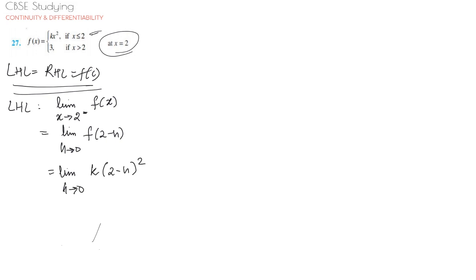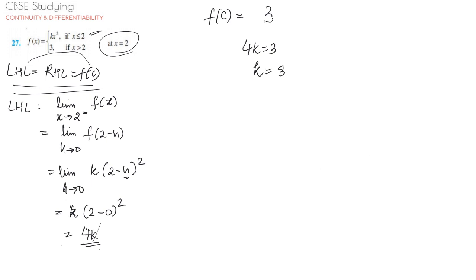All right. Now what am I going to do? I'll substitute the value of h as 0. So this becomes k into 2 minus 0 the whole square, which is equal to 4k. This is my left hand side value. RHL I don't need to do really, because I'm going to directly equate LHL to f of c. Now what is my value for f of c? It is 3. So let me equate that. 4k is equal to 3. K is equal to 3 by 4. That's the value of k.